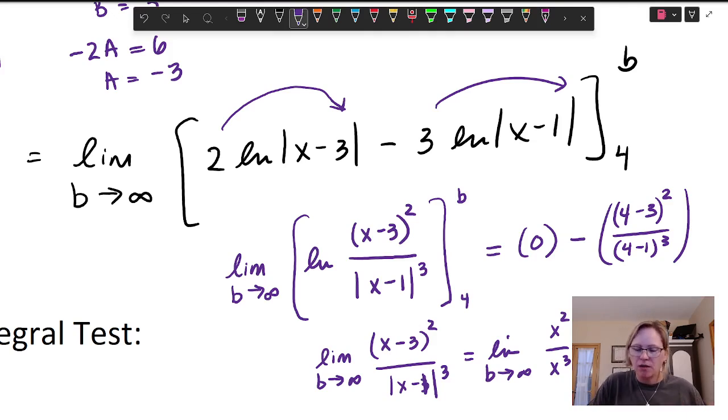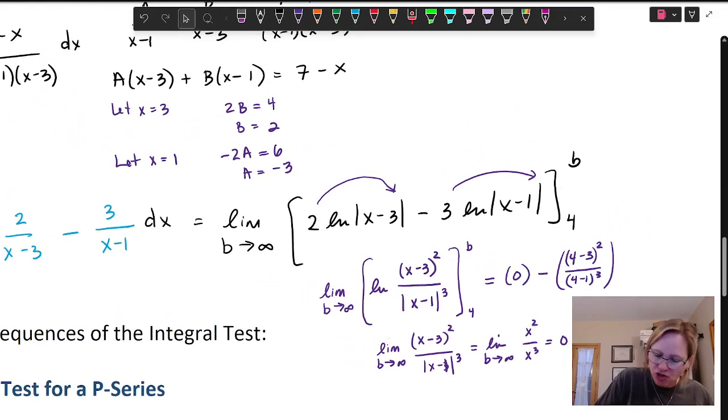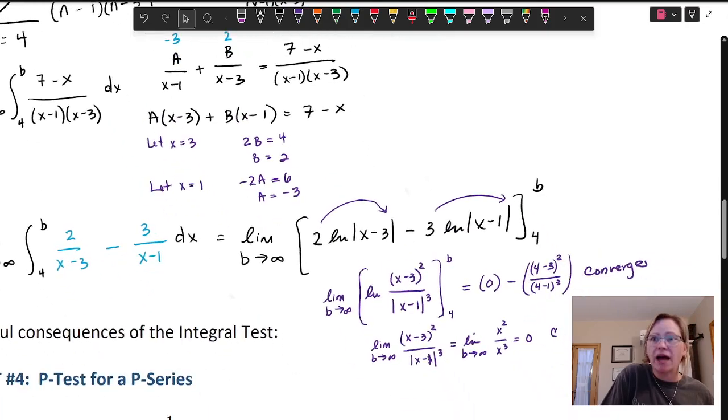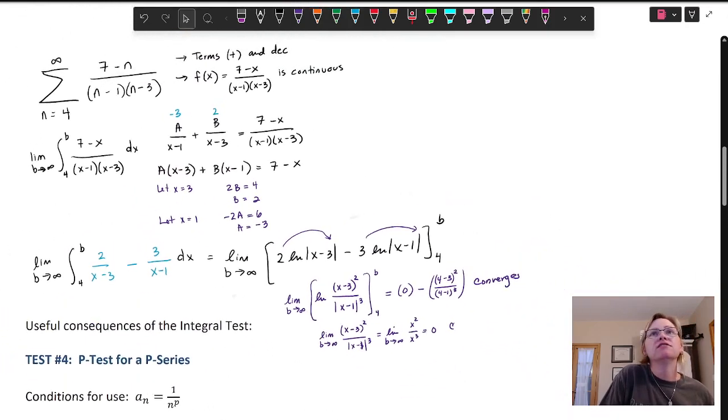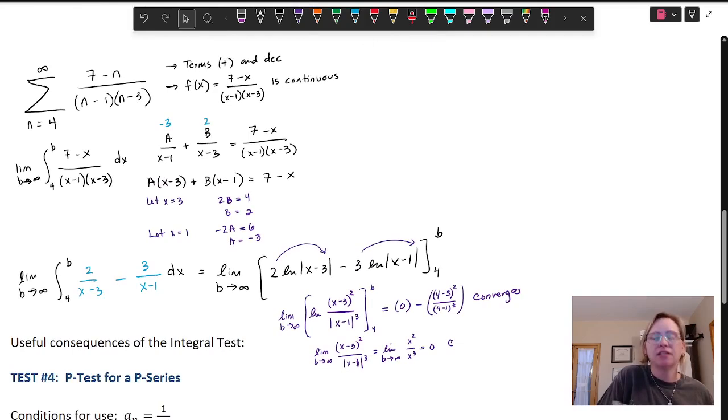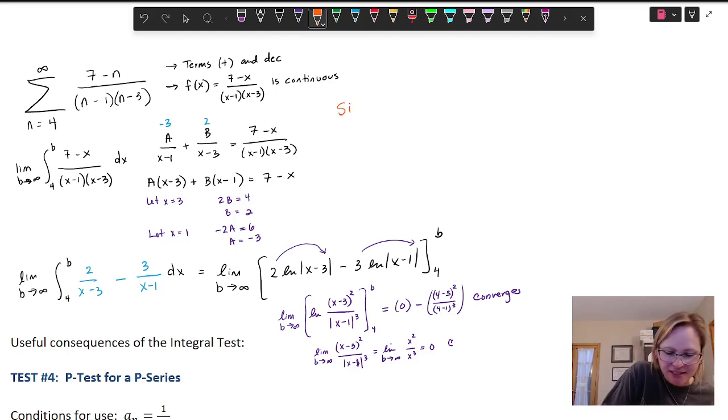So now that I've shown that the integral converges, I'm going to zoom all the way back out so I can see all my work. And now I'm going to go up here, and somewhere in the mess, I'm going to write down that since the integral converges, the series converges.